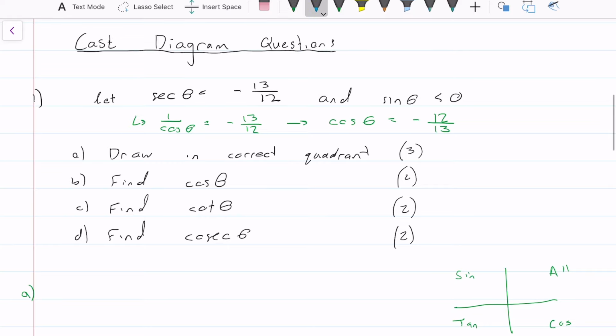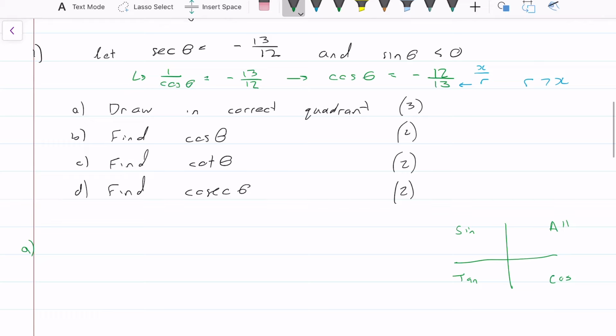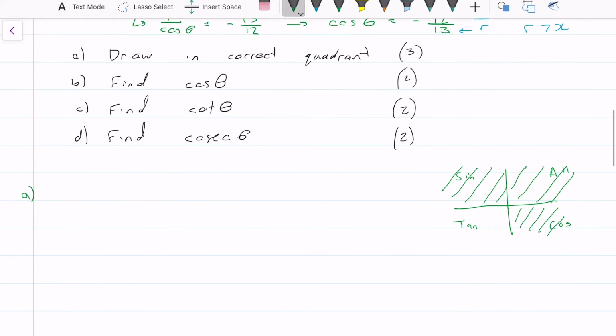A quick check is to always know that this is x over r, and your r must always be greater than x because your radius is always your greatest value. Now we know that we have a negative cos, so we can't be in this section. We also know that we can't be in the all section because of this restriction, and we can't be in the sine area, so the sine is also out of bounds. So we have to be in the tan area. Let's draw it nicely.